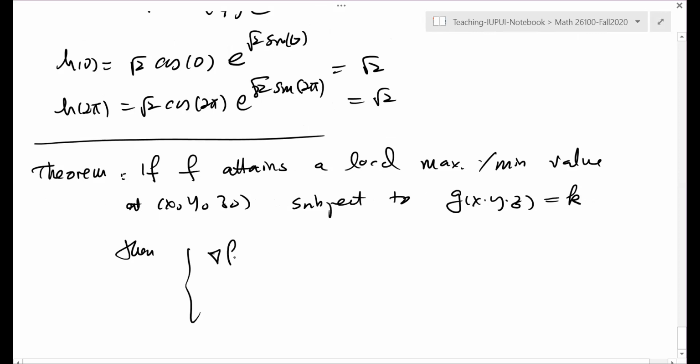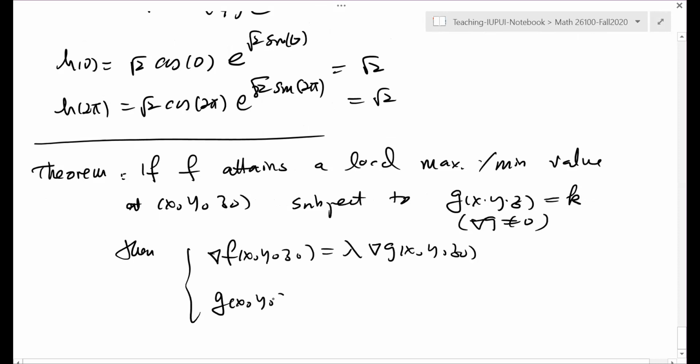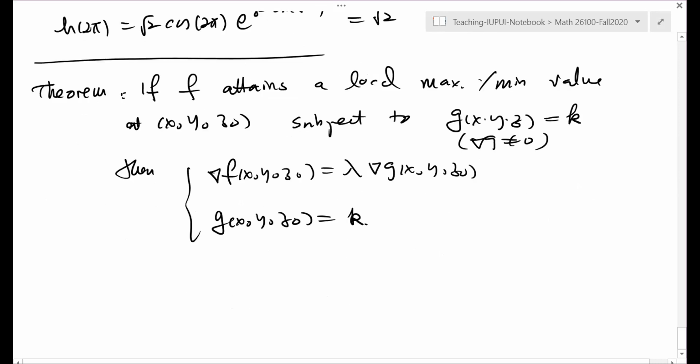One is the gradient of f equals lambda times the gradient of the constraint function. I have to assume that this gradient is not going to be 0. We assume that, otherwise it's not true. It's a very similar statement. The proof is similar. I'm not going to talk about this.